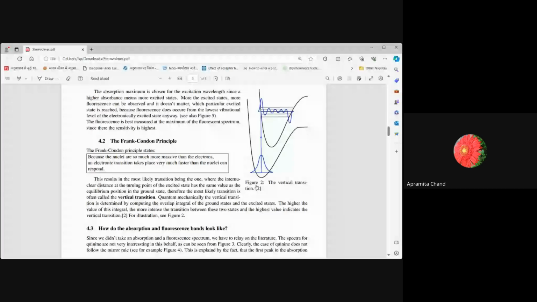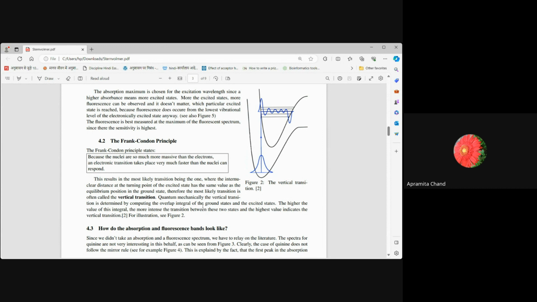So we are back to the Franck-Condon principle, and let us move from there. Just a revision. The Franck-Condon principle states that because the nuclei are much more massive than the electrons, the electronic transition can take place faster than the nuclei can respond. So this results in the most likely transition being the one when the internuclear distance at the turning point of the excited state has the same value as the equilibrium position in the ground state.